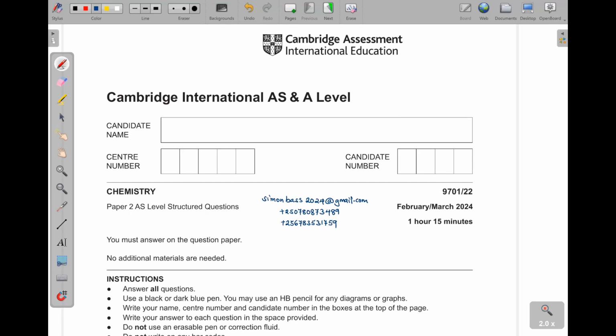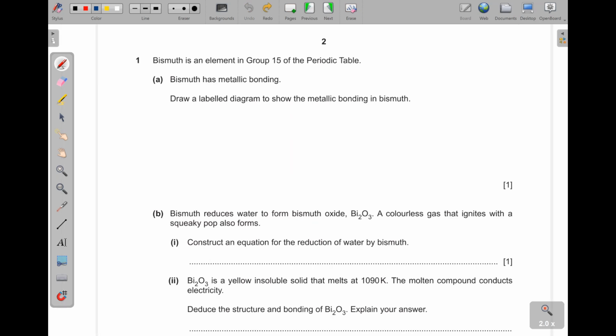This is Teacher Simon taking you through Cambridge International AS and A-Level Chemistry for February-March 2024, paper 2-2. Question number 1. Bismuth is an element in group 15 of the periodic table. Part A. Bismuth has metallic bonding. Draw a labelled diagram to show the metallic bonding in bismuth.